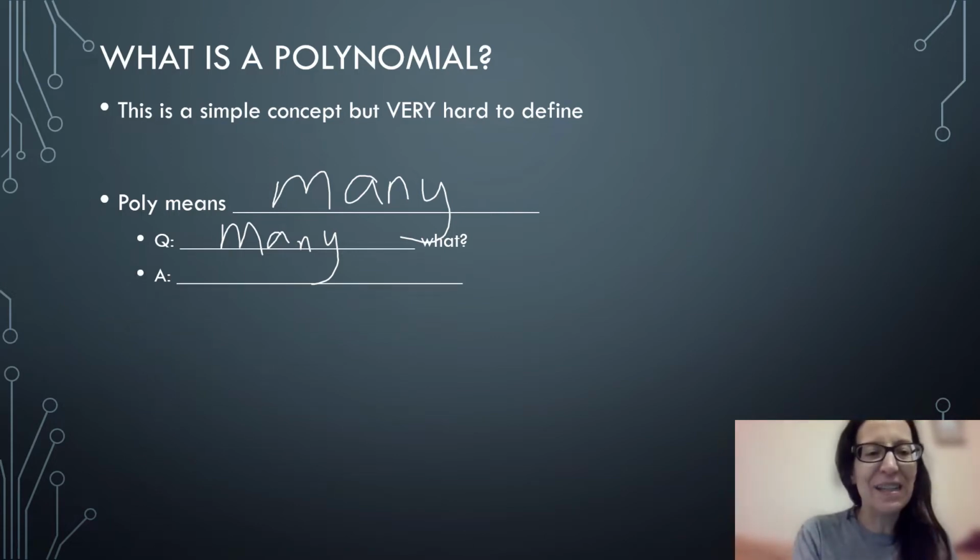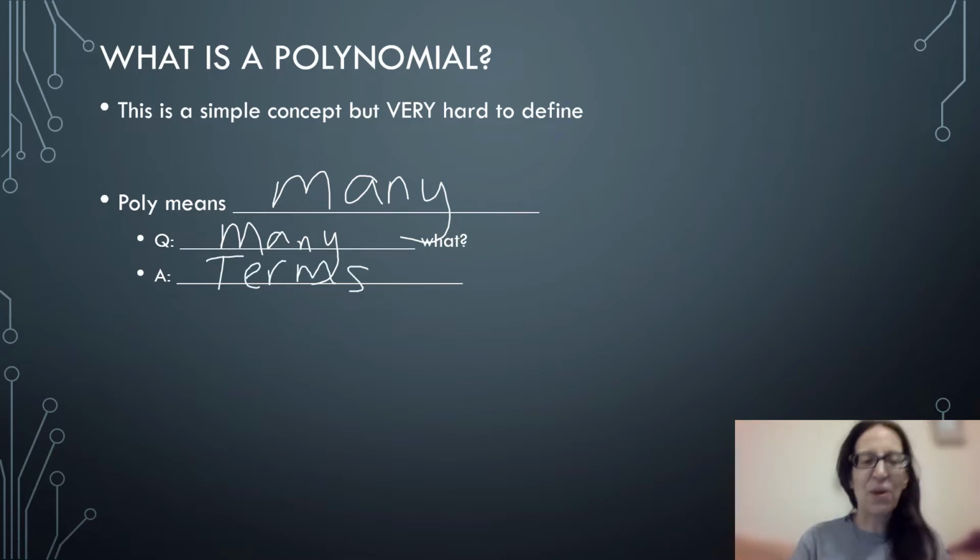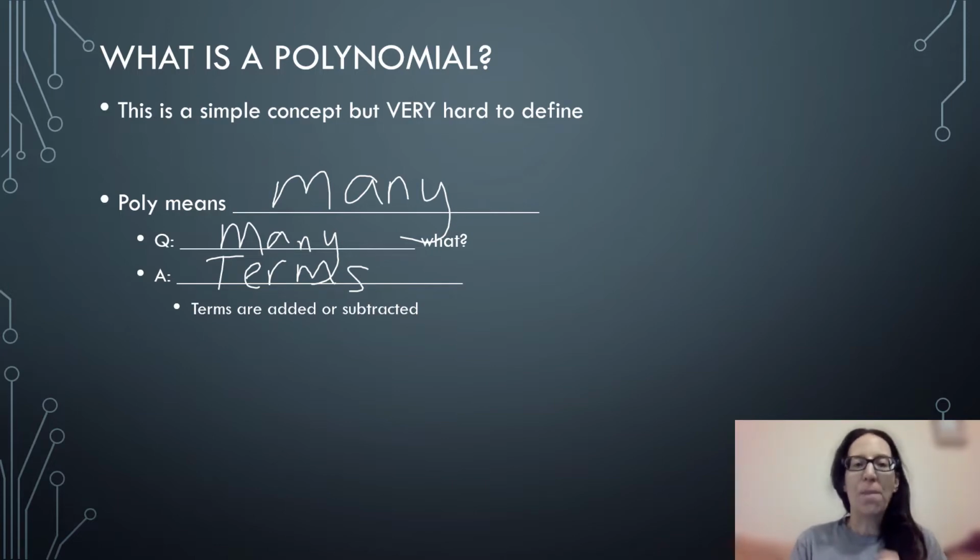The answer is many terms. A polynomial is an algebraic expression that consists of many terms. Now, for a good number of you, we need to stop and define what a term is, because it's not going to do you any good to think about many terms. So what on earth is a term? Well, terms are things that are added or subtracted. So polynomials are algebraic expressions that have many things added or subtracted.